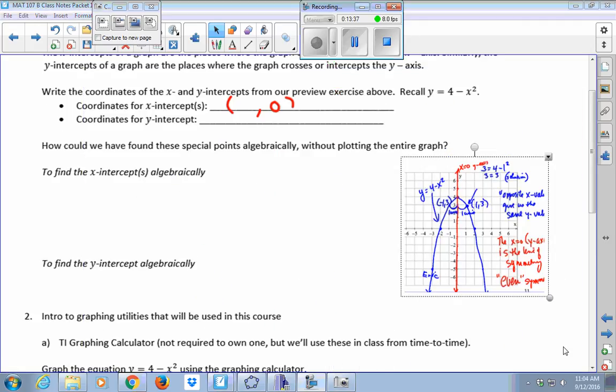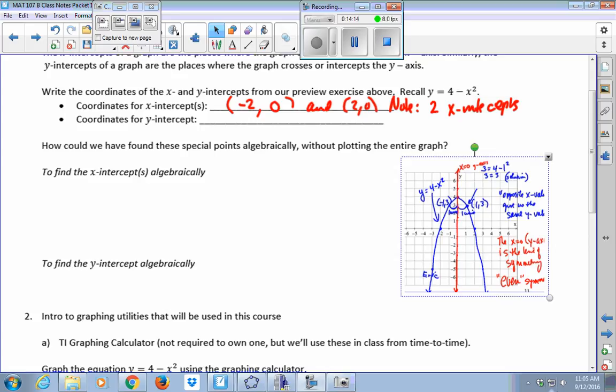As you go to your x-axis, you see what are the x values that have y equal to 0, and what are the 2 x values that have y equal to 0 here? -2 and +2. So -2, 0 and +2, 0 are the x-intercepts. Note you have 2 x-intercepts, which tells you that when you set this equation y equal to 0, you're going to have 2 solutions. You're going to have 2 values of x that make y equal 0.